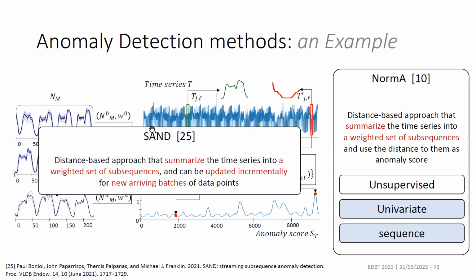So another thing is a method called SAND that has also been proposed for streaming time series. So you can actually update this model, so this set of subsequences, with newly arriving batches of subsequences, to make sure that it can adapt to a change of normality. So as I said, with multiple normality time series.